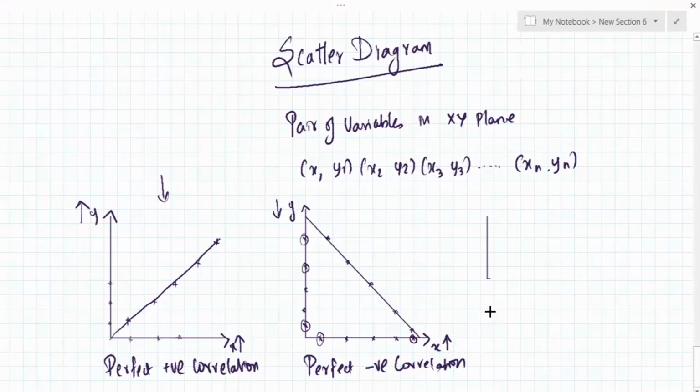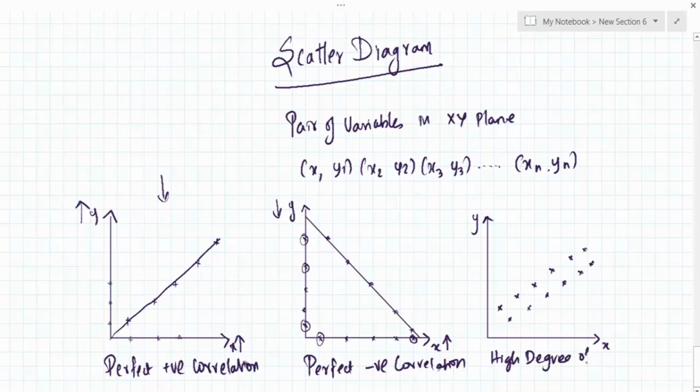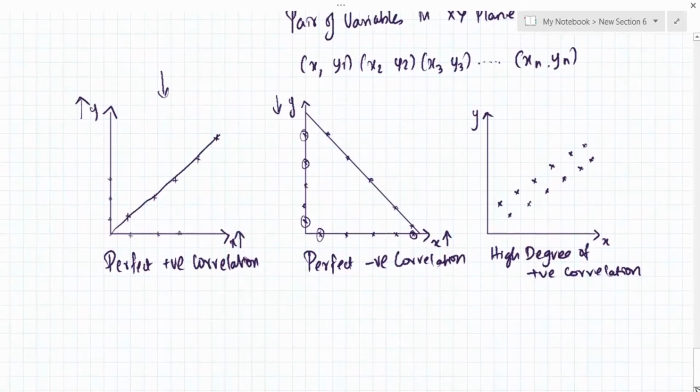So let's take a scenario here. And this is my y-axis and x. And I start plotting. And let's say when x is here, y is here, and x is here, y is here. So when we keep plotting, we don't get a straight line, but we get a combination like this. So here you don't have perfect correlation, but you have very high degree. You have high degree of positive correlation. So we'll take the next one also.